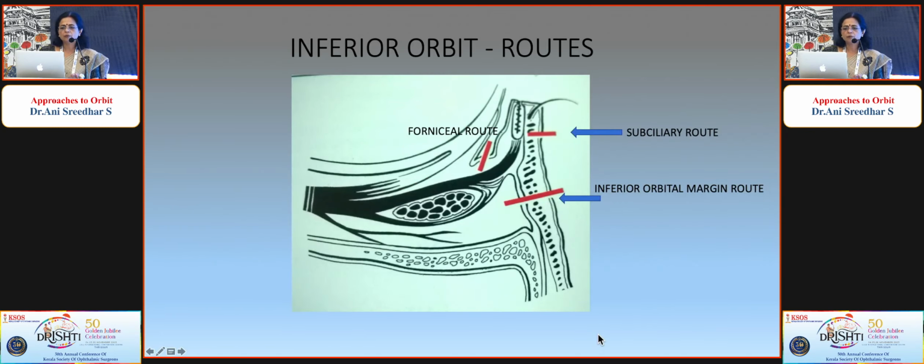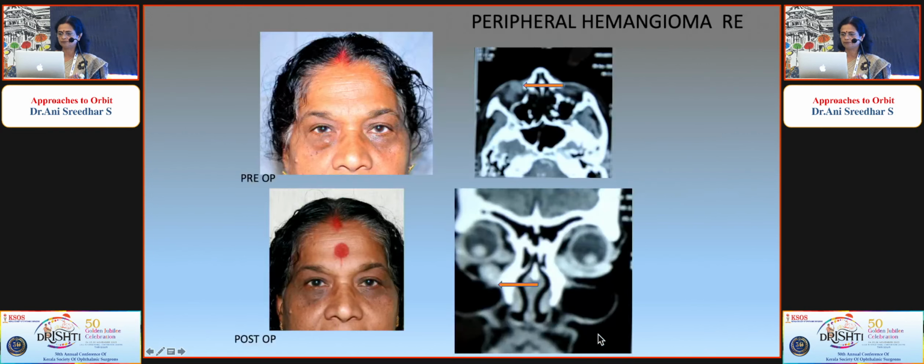For the inferior orbit, first is the conjunctival route, through the fornix. The subciliary route gives minimal scarring and very good exposure also. The inferior orbital margin route will give a scar at the inferior orbital margin, which is not used by oculoplastic surgeons now. So this is a peripheral anterior hemangioma in the inferior orbit.